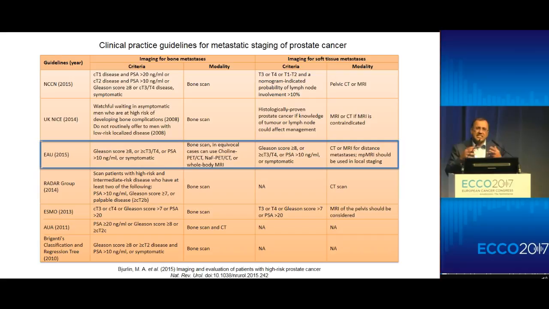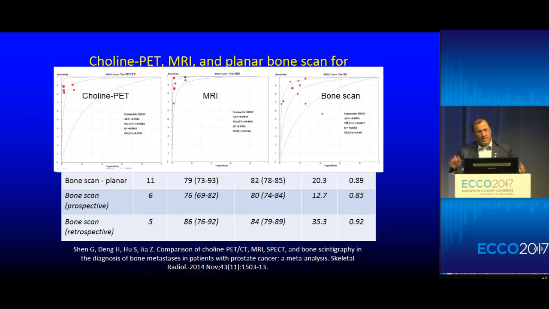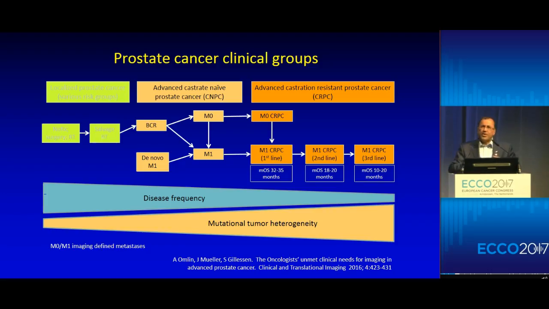So look at the sensitivity and specificity of next generation imaging versus bone scans for metastatic bone disease. If you look at this ROC analysis, there is no doubt that PET and MRI is way better than bone scans for the detection of metastatic disease. There's just no doubt about it, because now we are talking about advanced disease. When we talk about advanced disease, we're talking about metastatic, either castrate-naive or castrate-sensitive.